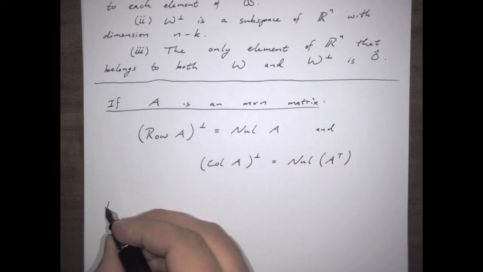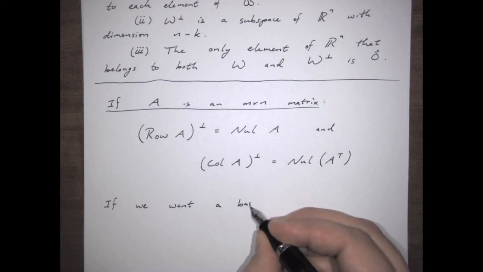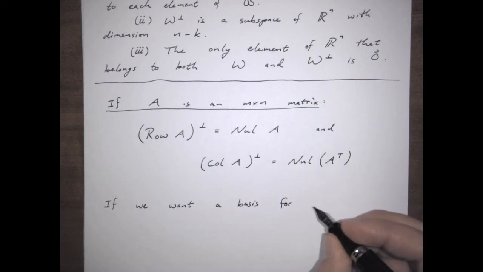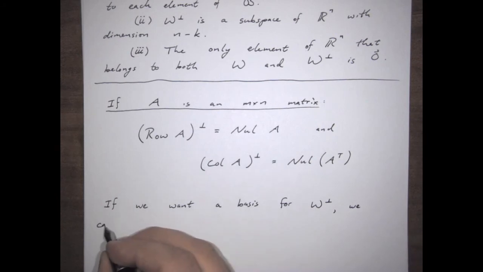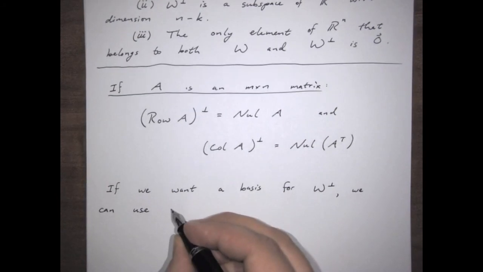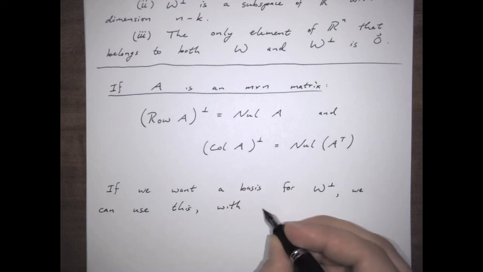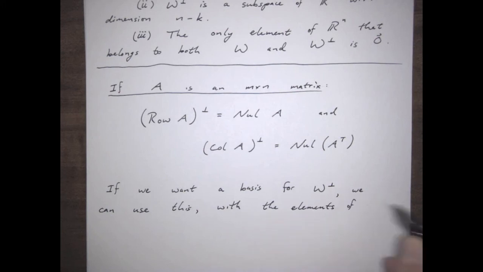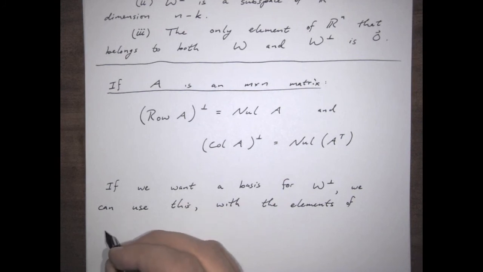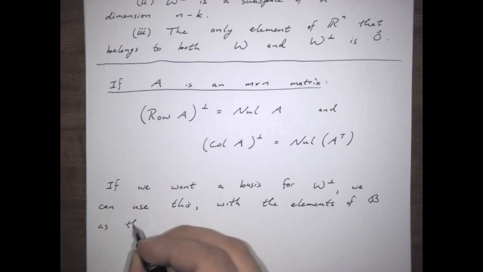So then, if we want a basis for W perp, we can use this with the elements of A, or we should say with the elements of B, as the columns of A.